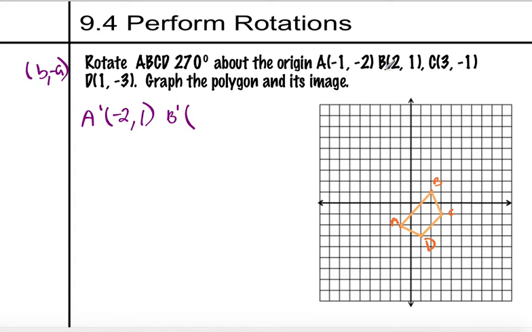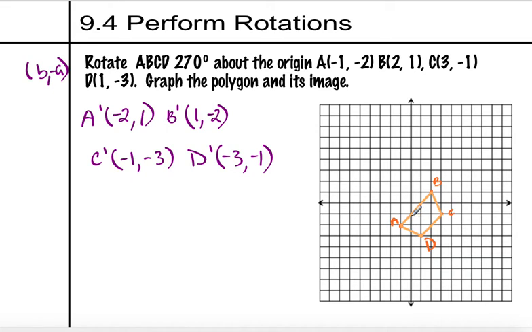For B prime, the 1 was B, moves to the front, the 2 moves to the back and changes sign. C prime, the -1 moves to the front, the 3 moves to the back and changes sign. And then D prime, the -3 moves to the front, the 1 moves to the back and changes sign, and these are the new points. And so we'll plot them, and that will be it.